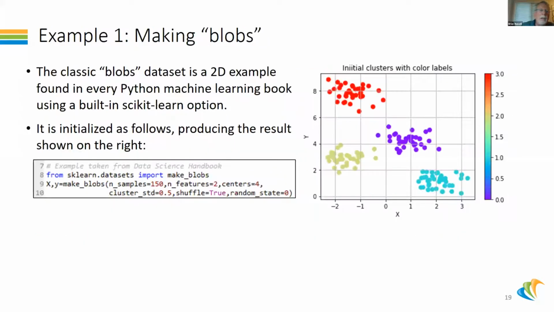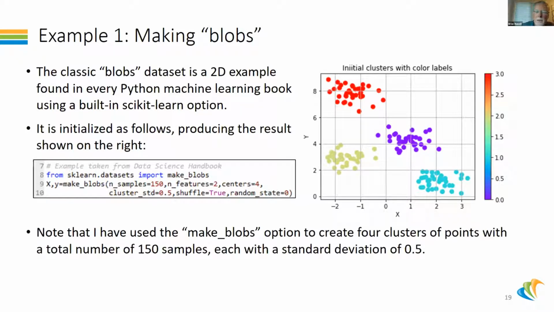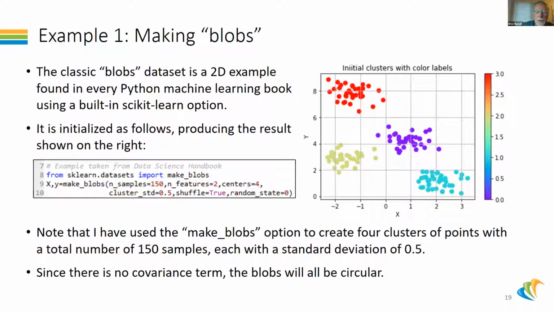So let me look at a little more detail. Making blobs: the classic blobs data set, you basically import from scikit-learn a little program called make_blobs, and you tell it the number of samples and the standard deviation. For this particular setup, that's what my initial clusters look like, and that's what we're going to see as a starting point. And since there's no covariance term, it's all standard deviations, the blobs will be circular.